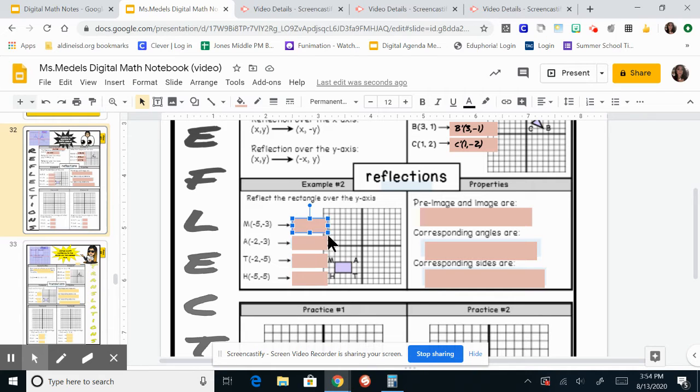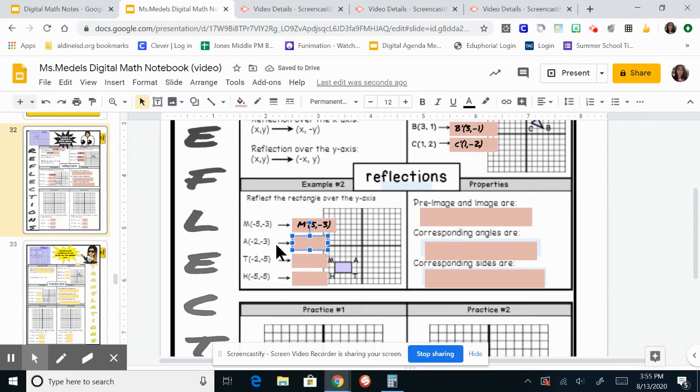So to get my M prime, that x is a negative 5. So we are going to change that. Instead of a negative 5, now it becomes a positive 5. I am going to leave my y's alone, so that is going to stay negative 3. I am only changing one letter at a time.